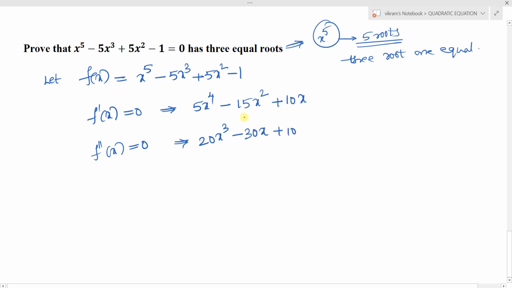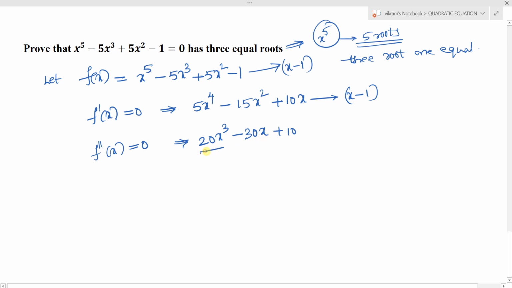From this we can analyze: what is the sum of the coefficients of f of x? The sum of the coefficients of f of x is equal to 0, then x minus 1 is a factor of f of x. Similarly, the sum of the coefficients of f dash of x, 5 minus 15 plus 10, is also 0. Then x minus 1 is also a factor of f dash of x.